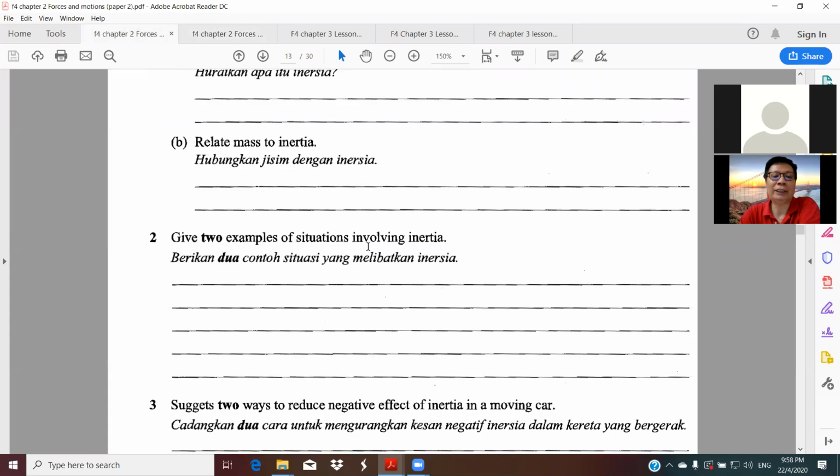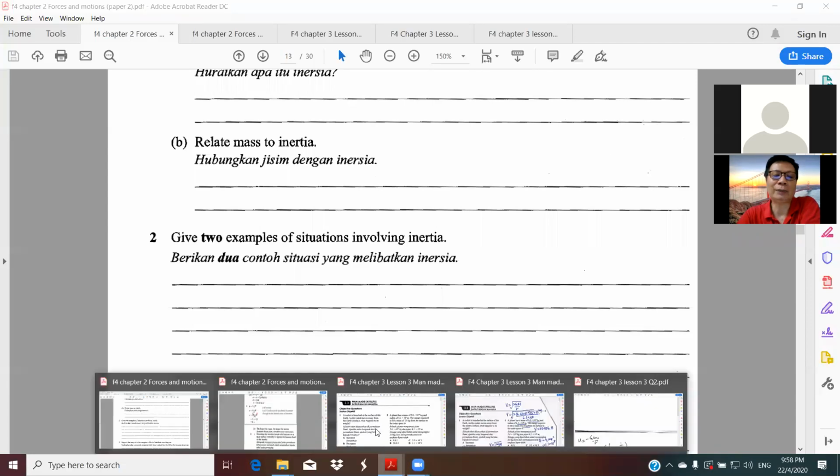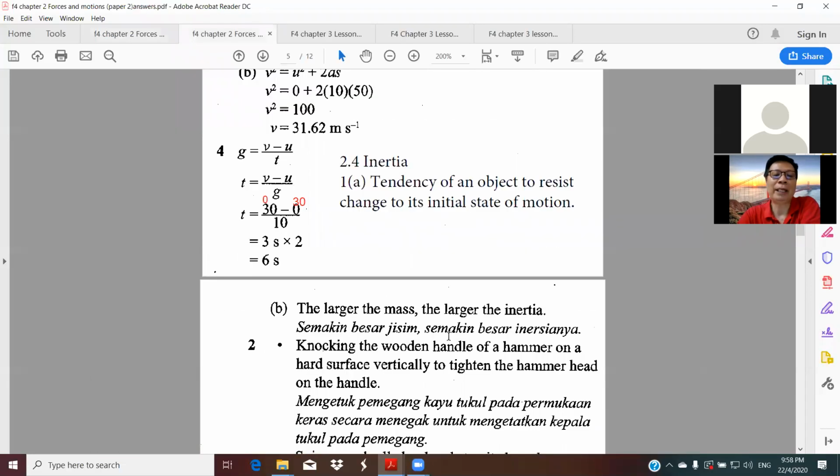Give 2 examples of situations involving inertia. So many examples we have discussed in the paper, right? Give 2 situations only now. Okay, this one you can just write down. There are many examples you can give.